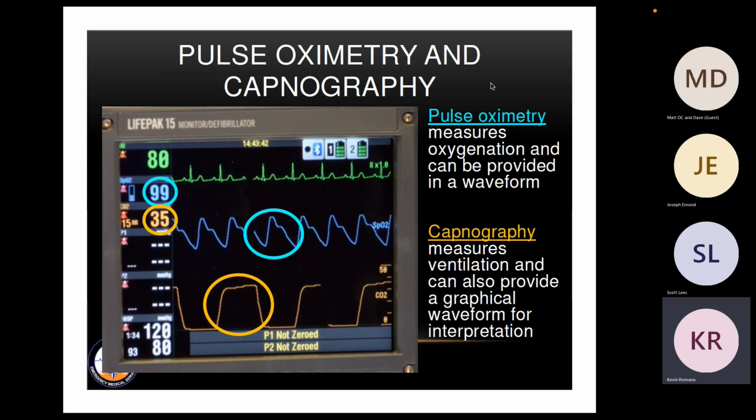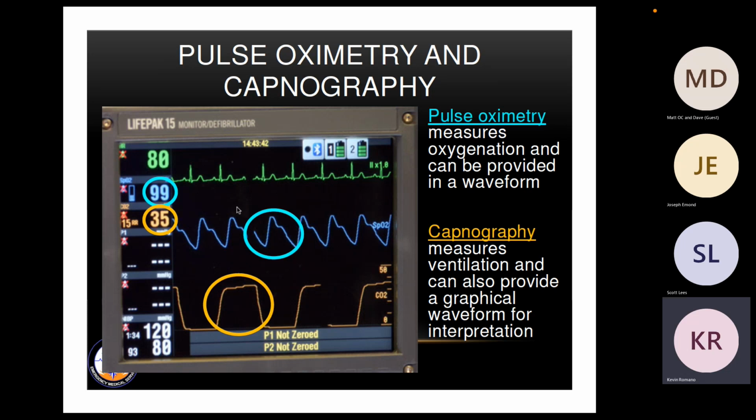So, pulse oximetry and capnography. Pulse oximetry measures oxygenation and can be provided in a waveform. Capnography also measures ventilation and can also be provided in a graphical waveform for interpretation. So looking at this, down below here, the very bottom line, that is our waveform capnography for end-tidal CO2, which is represented by a number here. This is 35. Our normal range is between 35 and 45. That's our normal range for end-tidal. Anything above 45 we consider acidotic. Anything below that would be considered alkalotic.